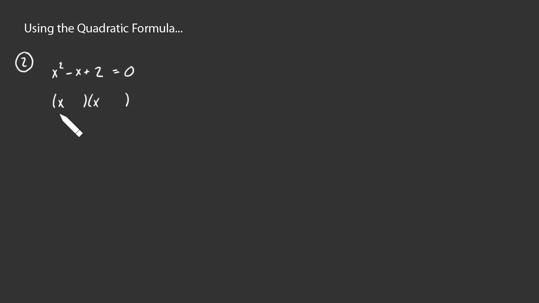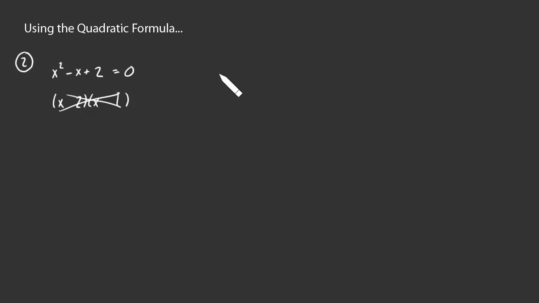Of course, you would have x and x here to get x squared if this is the product of two binomials. And to get this 2, we're pretty much going to need a 2 and a 1. Notice this plus tells us these two have to be the same sign. However, if they're the same sign, there's no way to get a negative x term, right? You either have plus 2x and plus x, that's 3x, or you have negative 2x and negative x, that's negative 3x. There's no way to get a single negative x. So factoring doesn't appear to pan out in this particular situation, and so we'll use the quadratic formula.